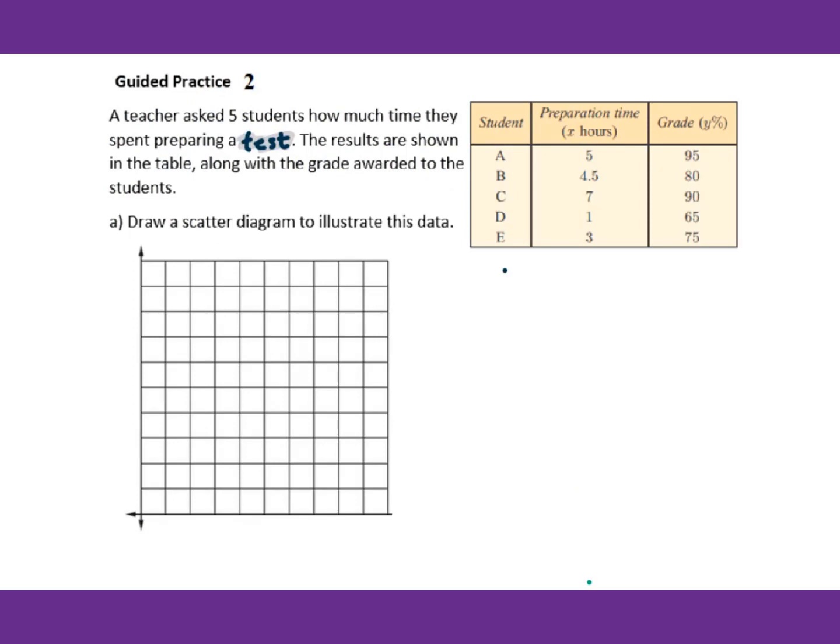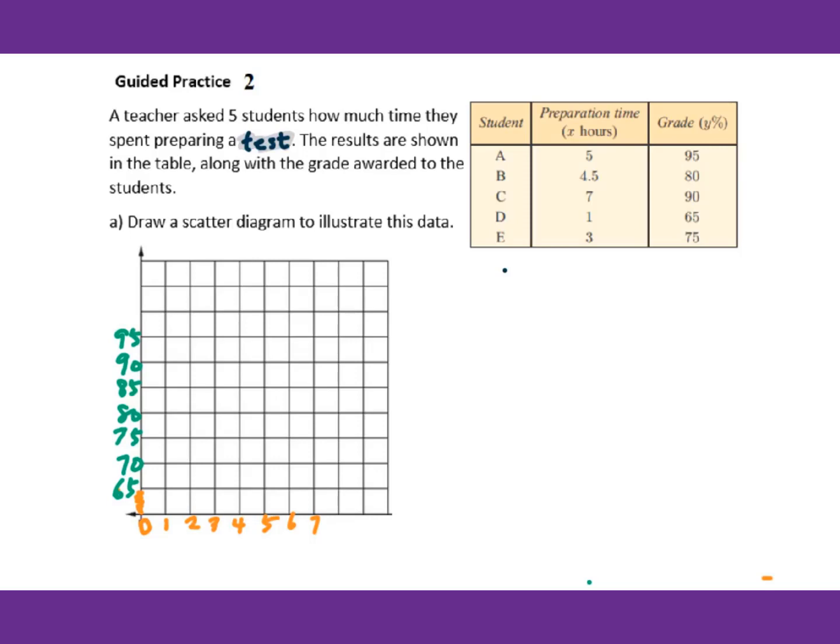A teacher asked the 5 students how much time they spent preparing for a test. The results are shown in the table, along with the grade awarded to the students. Draw a scatter diagram to illustrate the data. Look at the preparation time, that's X, from 1 to 7. So we can do from 0, 1, 2, 3, 4, 5, 6, 7. For grade, it's from 65 to 95. Therefore, I can start from 65, 70, 75, 80, 85, 90, 95.